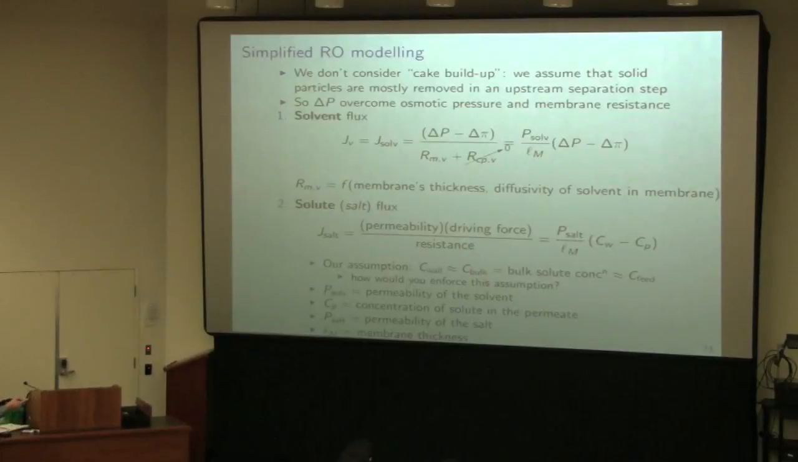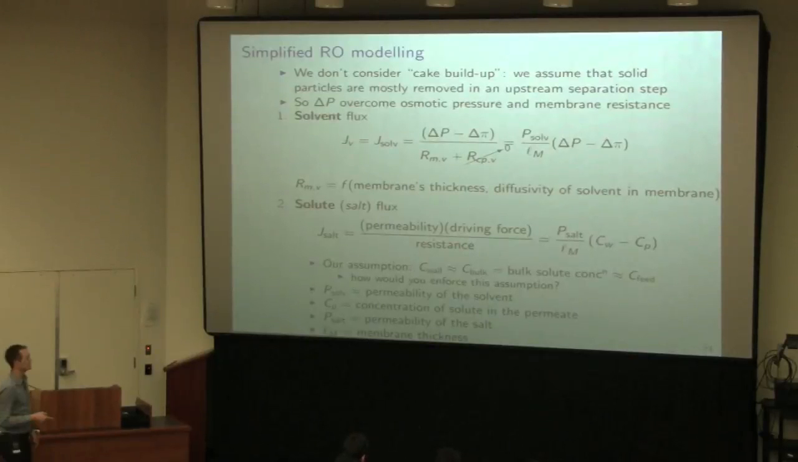It's proportional to the driving force. The driving force is the difference in concentration across that membrane. On the one side of the membrane, we have the wall concentration, and on the other side, we have the permeate concentration. That difference in concentrations is driving the salt through the membrane. Those dissolved salts are not solid particles anymore, as we've been used to seeing in ultrafiltration. These are dissolved ions, and they will permeate through the membrane much, much slower.